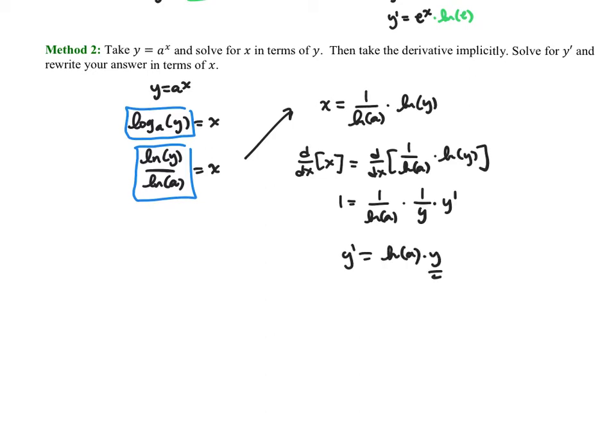And what was y equal to? Well, it was equal to a to the x. So y prime is equal to ln of a times a to the x. I get the exact same answer using an implicit method. Okay, let's continue with some more examples.